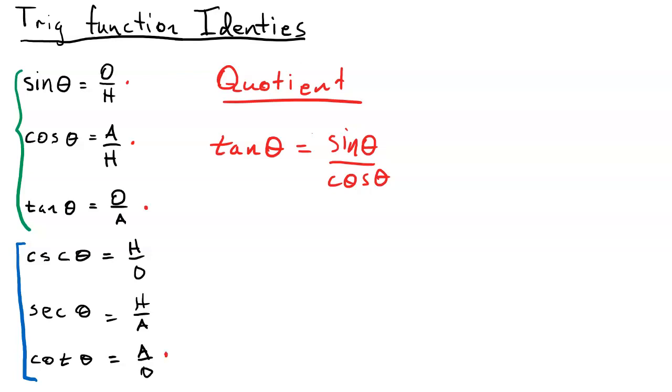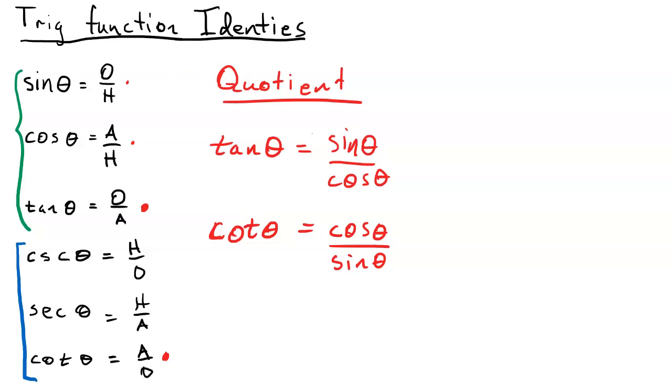The second is going to be for cotan. And you can see that, again, because cotan is just tangent flipped, right? Instead of opposite over adjacent, it's adjacent over opposite. We can just flip the right-hand side of that tangent identity to get cotangent.